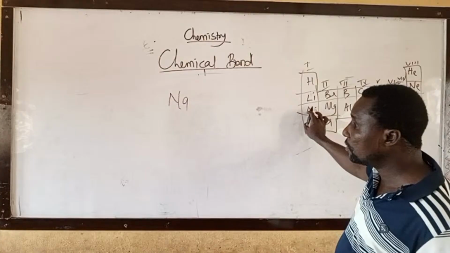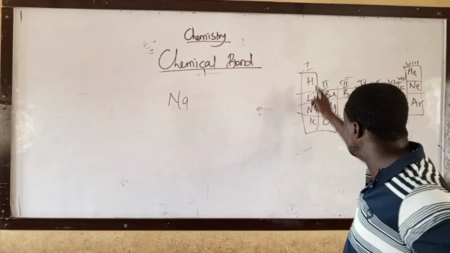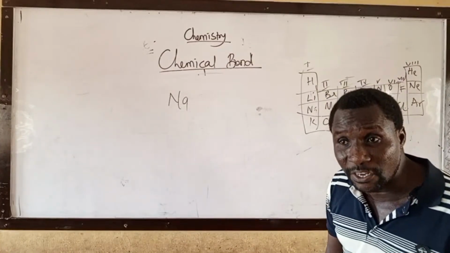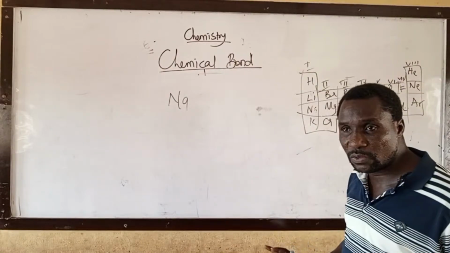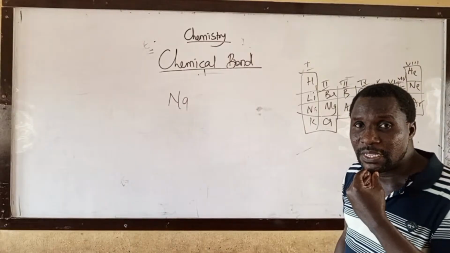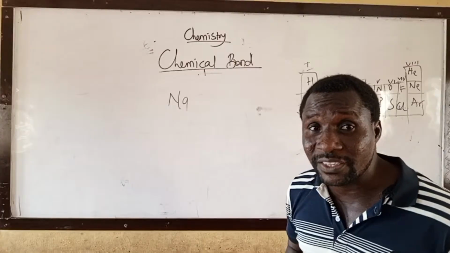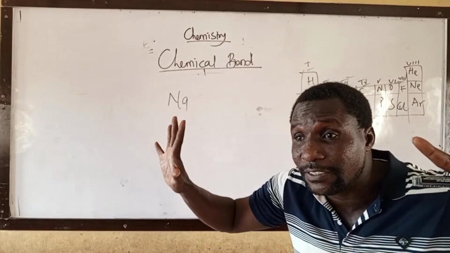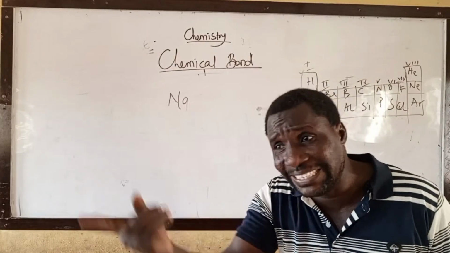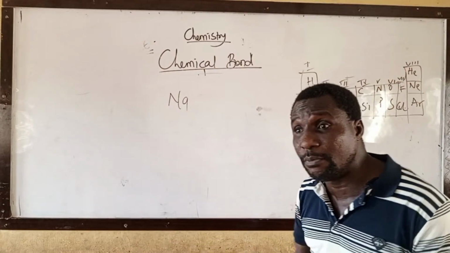Group 1. How many electrons on the outermost shell? 1. I told you, elements in group 1 have 1 electron on the outermost shell. Elements in group 2, they have how many electrons? 2. And for an element to be stable, it must form an octet. Octet means how many electrons? 8. But it has only 1. It cannot gain the remaining 7. Nobody will give him 7.